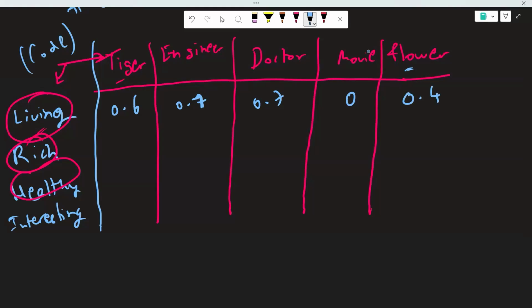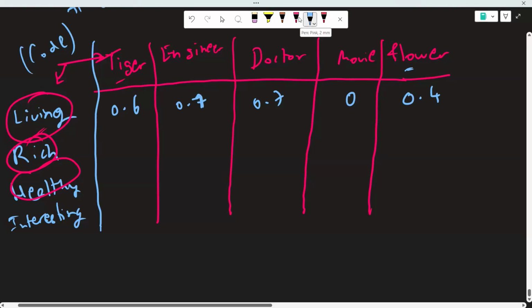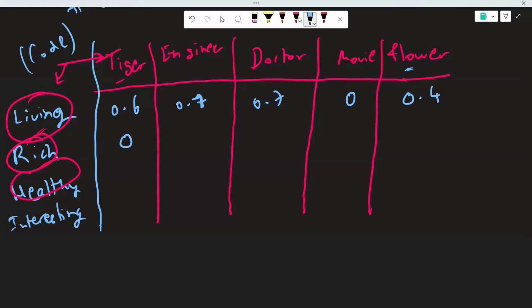So what you noticed is that we are giving scores based on the meaning. Same thing with rich and tiger. Do you think rich tiger is something which can occur a lot? Maybe not, right? Rich is probably for humans. Rich and engineer, yes, this can occur. Rich doctor, maybe it can occur, and it may occur a large number of times, so I'm giving a very high score. Rich movie, maybe not, so I'm giving it a 0. Rich flower, maybe not, 0, right?